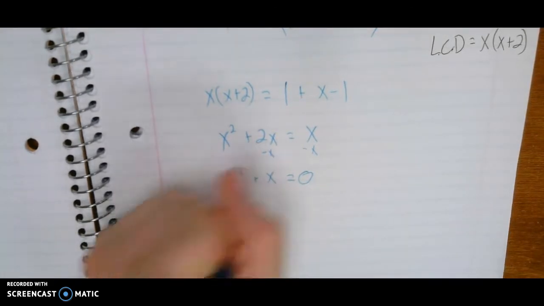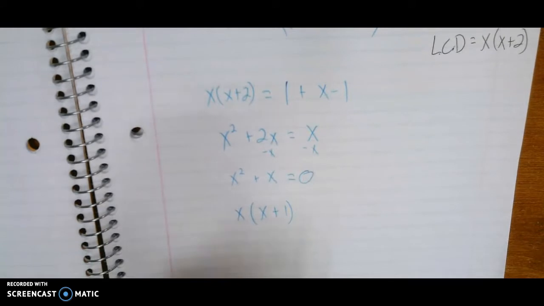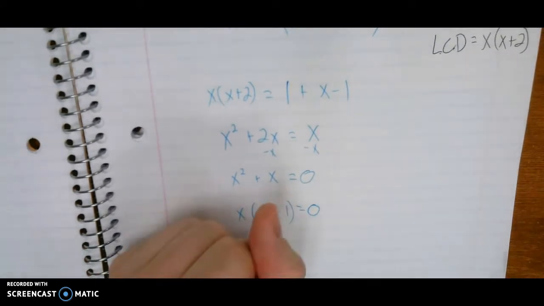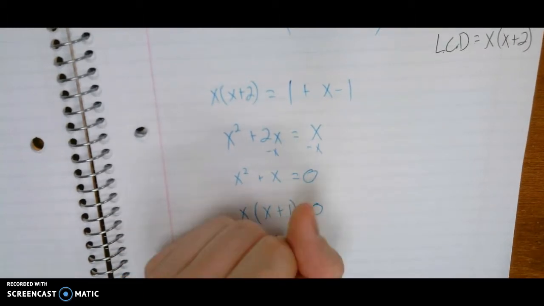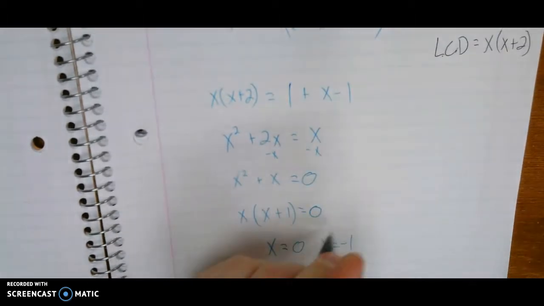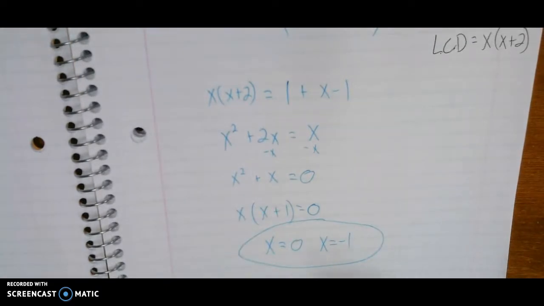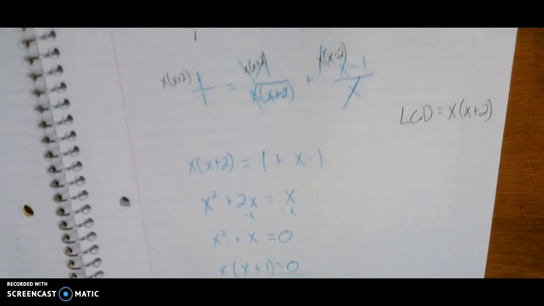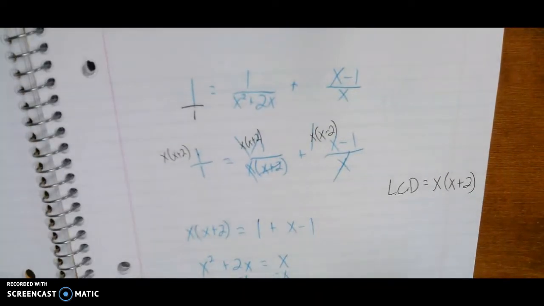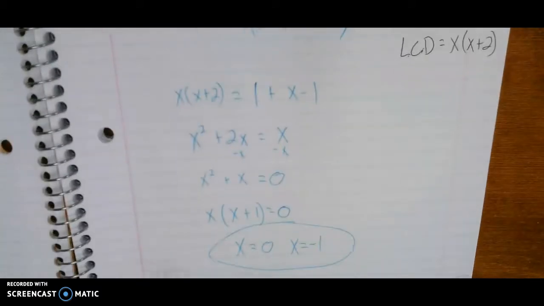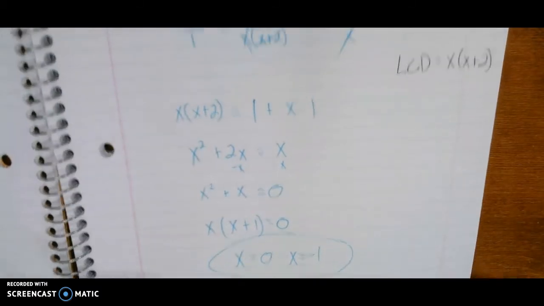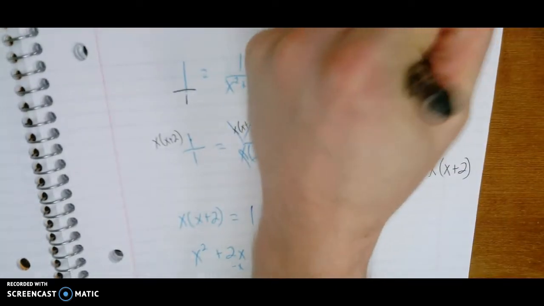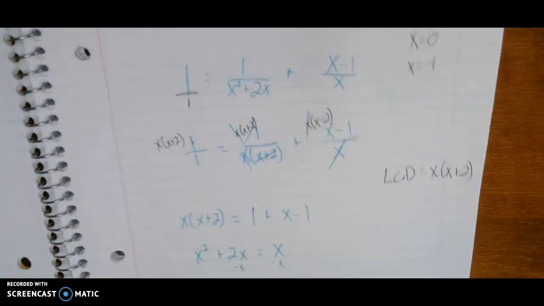To solve, we'll factor out a GCF. I have x times the quantity x plus 1 equals 0. Therefore, x equals 0 and x equals negative 1. Now, before I confirm these, I have to make sure that I'm not breaking any math rules, because if we think back to excluded values, I might have accidentally divided by 0 if I plugged in one of these two numbers. Let's take a look here. I'm saying x is 0 and x is negative 1. Those were my two answers.